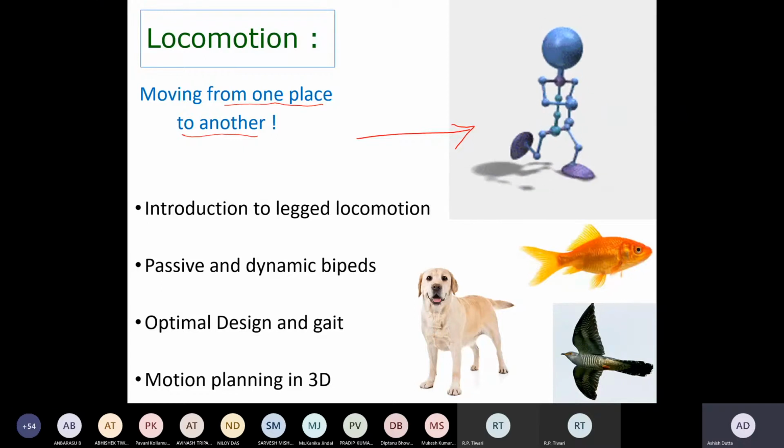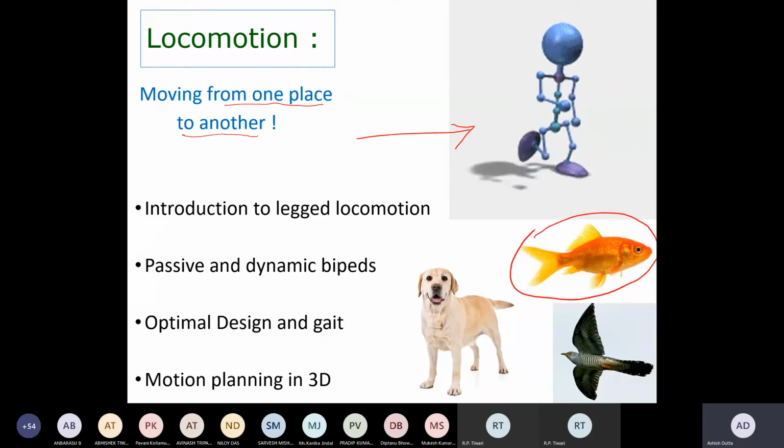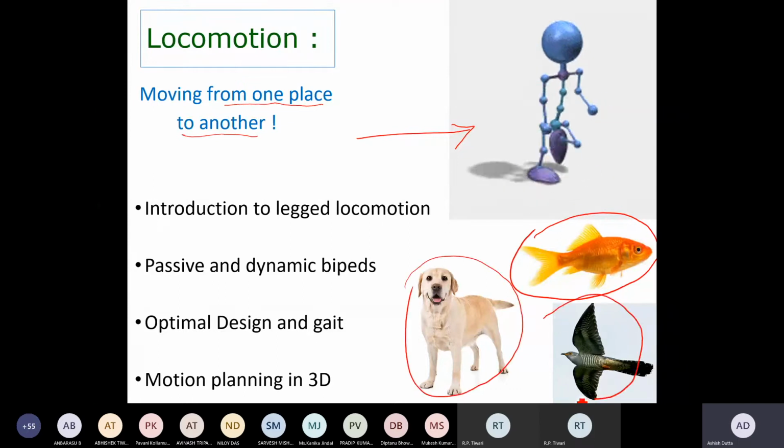So locomotion means moving from one place to another, and there are different ways by which animals and robots today move. For example, a fish swims, which is also a part of locomotion. A dog can run or jump around, that is also locomotion. A bird can fly, that is also locomotion. In terms of robotics, we have robotic fishes, we have multi-legged systems, we have aerial robots, which are locomoting. So that is the very basic meaning of the word locomotion.